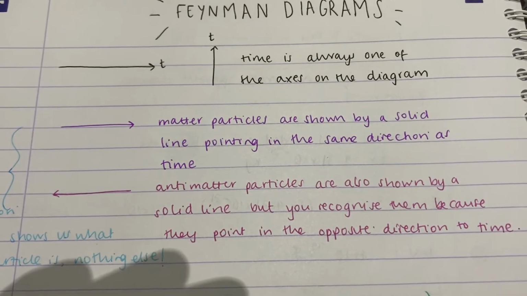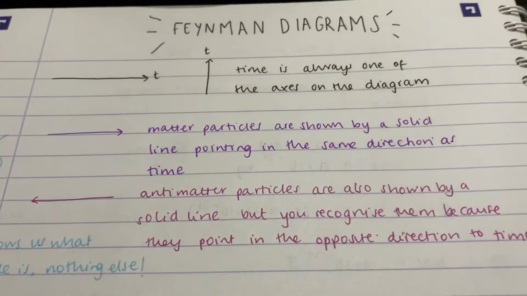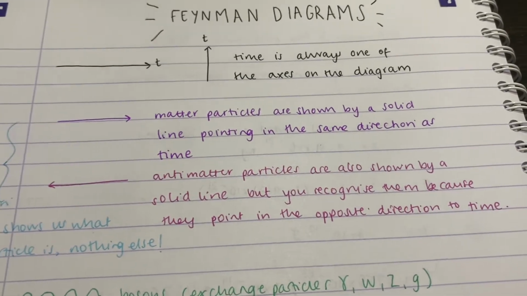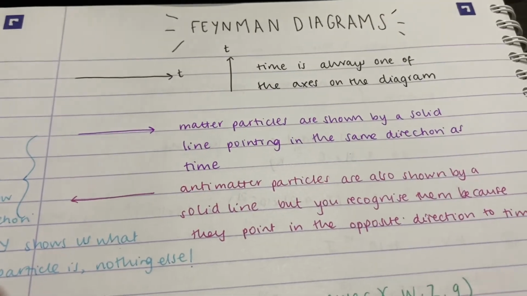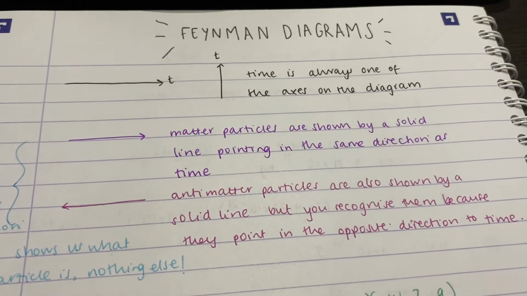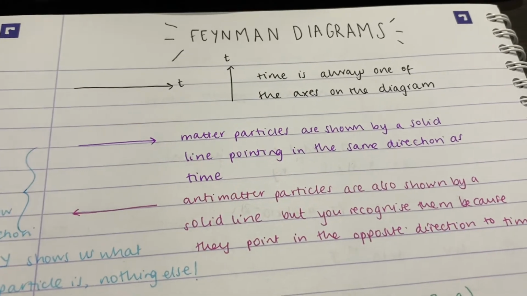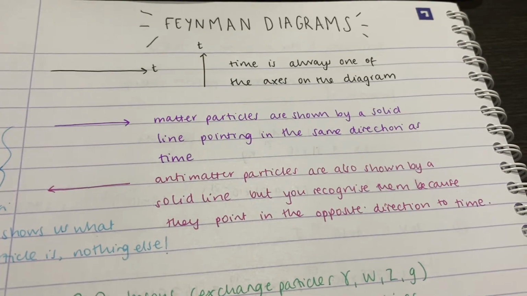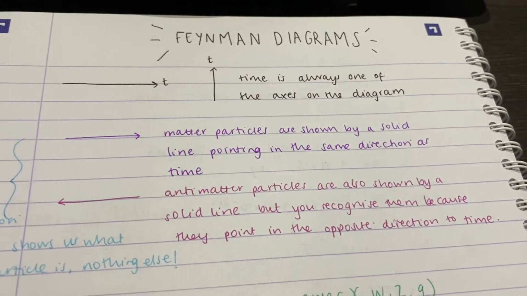Now, if we want to represent a matter particle, so things that you're used to, protons, neutrons, electrons, stuff like that, we always draw an arrow to represent them, and the direction of the arrow is always in the same direction as the time axis, and that arrow tells us nothing except for the fact that it is a matter particle. And then if we want to represent an antimatter particle, we point it in the opposite direction to time.